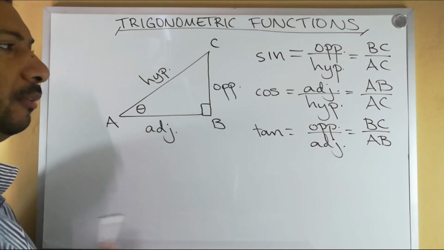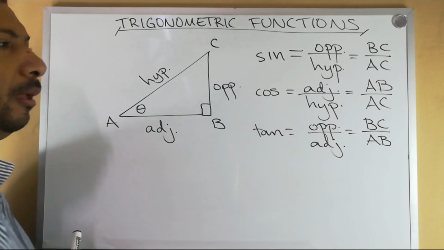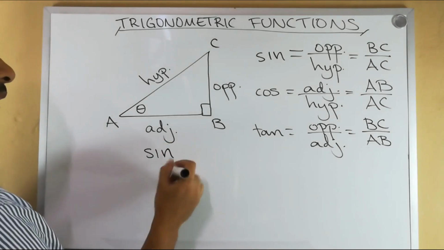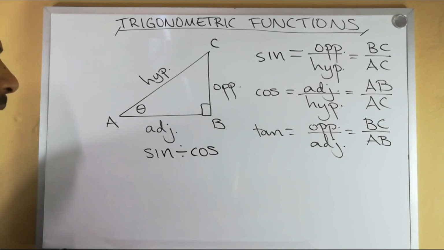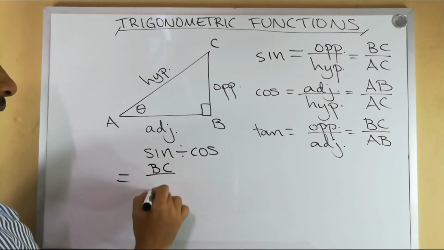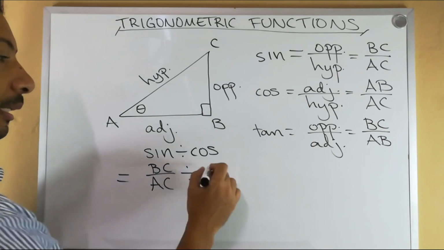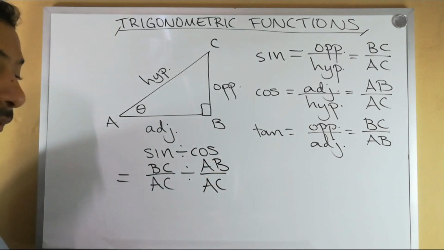Now, we want to see if there is a relationship between sine, cosine, and tangent that we have not seen before. What I will do is, I will take the sine function and divide it by the cosine function and see what we get. So sine is BC over AC. And if I divide that by cosine, which is AB over AC, let's see what happens.